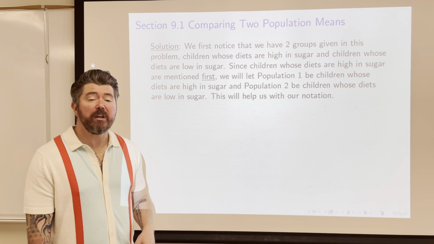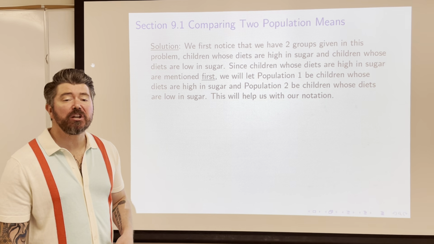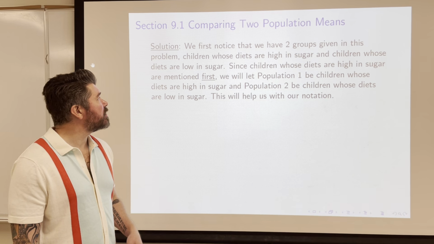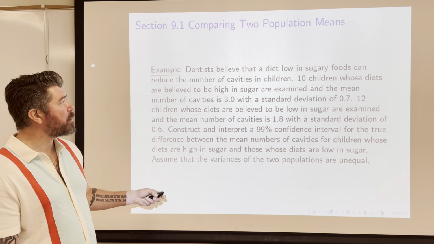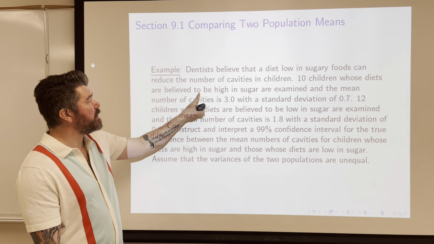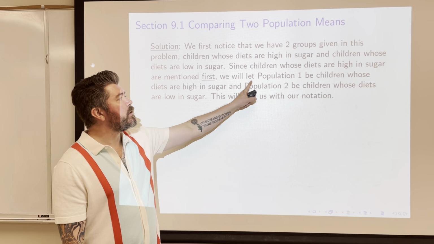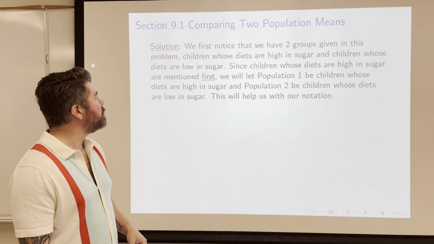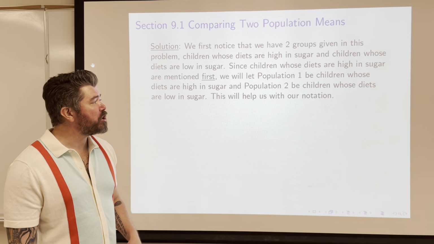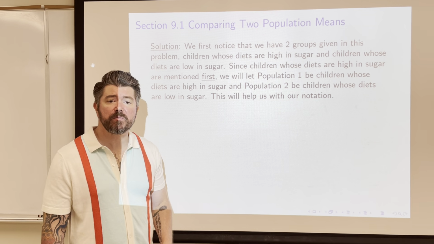We first notice that we have two groups given in this problem: children whose diets are high in sugar and children whose diets are low in sugar. Since children whose diets are high in sugar are mentioned first, if we go back to the problem, notice that we have a sample of children whose diets are believed to be high in sugar. This group is mentioned first. We will let population 1 be the children whose diets are high in sugar, and population 2 be the children whose diets are low in sugar. Again, this will help us with our notation.